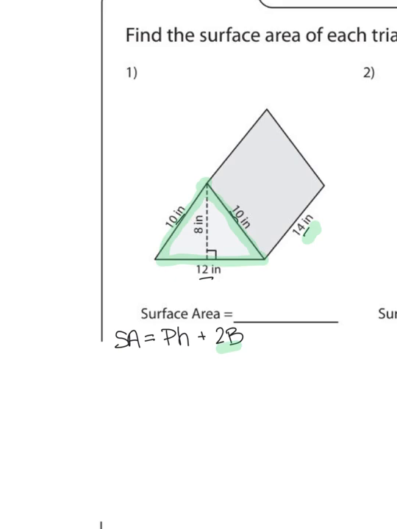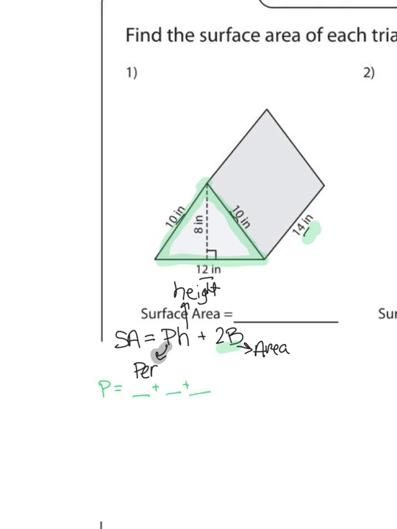The P is the perimeter of the base, or the triangle here, because there's a triangular prism. The H is the height of the prism itself. And the B, the capital B here, is the area of the triangle, or the area of the base. So we're going to find all of those dimensions, and then we're going to use the formula.